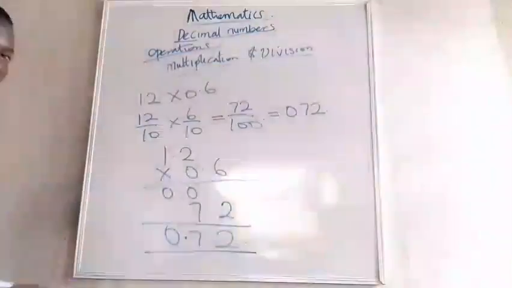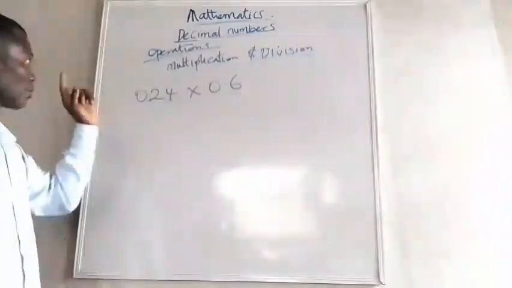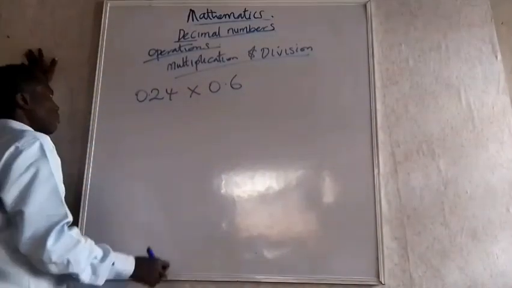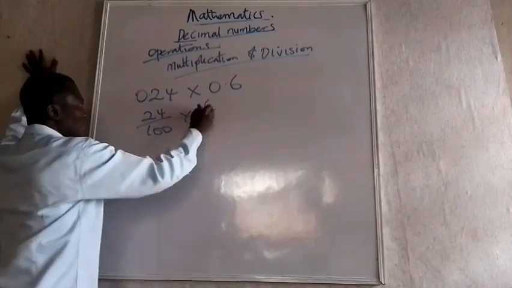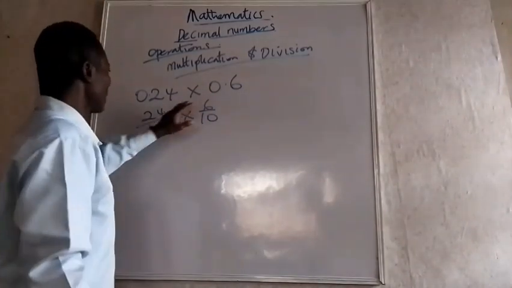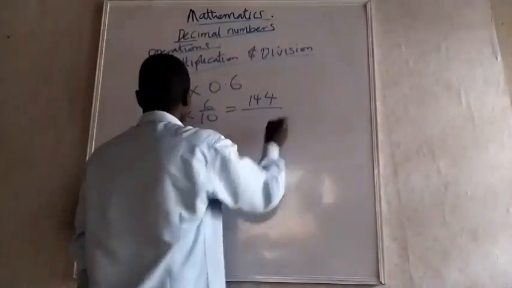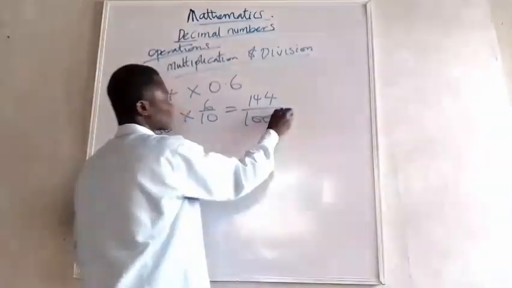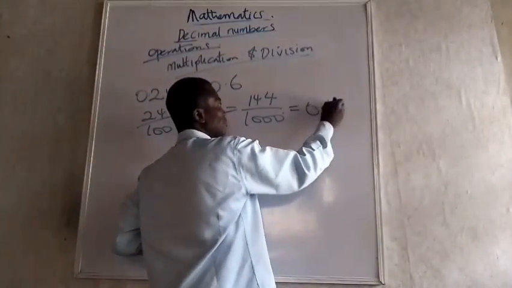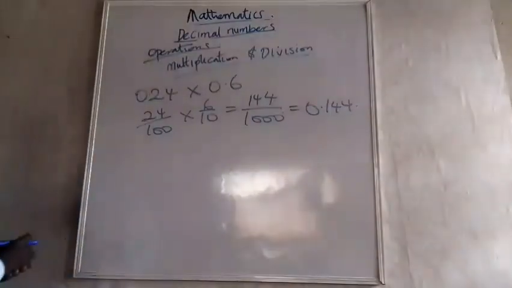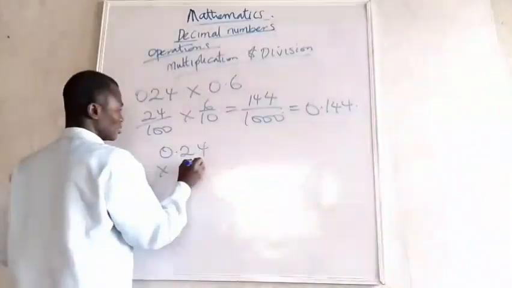Let's look at another one now. Now look at this. 0.24 times 0.6. What does that give me? I can say 24 over 100 times 6 over 10. By the time I multiply this, 6 times 4, 24. 6 times 2, 12, plus 2, 144. 10 times 100, 1,000. So by the time you look at it, you can see that this one is more than this by 1 zero. So I'm going to have 0.144 straight. Now, if I want to do it directly, I'm going to make it like 0.24 times 0.6.